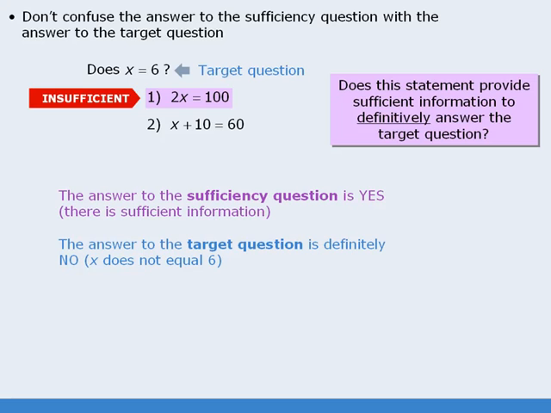So, when tackling data sufficiency questions, remember that your goal is to determine whether each statement is sufficient to answer the target question. Do not confuse the answer to the sufficiency question with the answer to the target question. Now let's finish this question. First, as we have seen, statement 1 is sufficient. Statement 2 is also sufficient, which means the correct answer here is D.